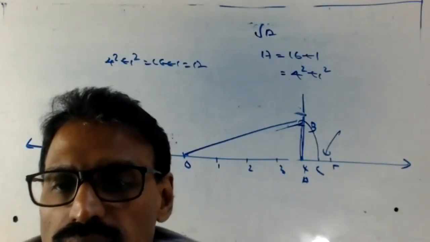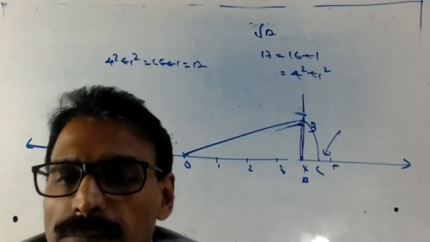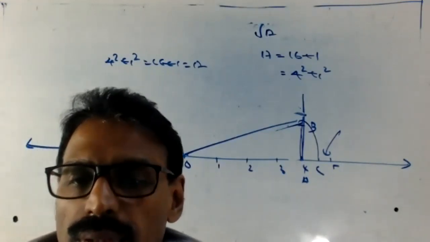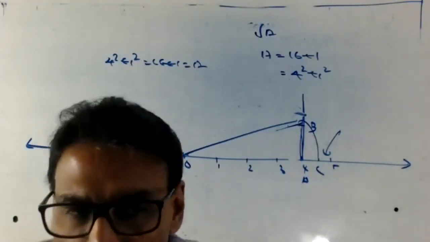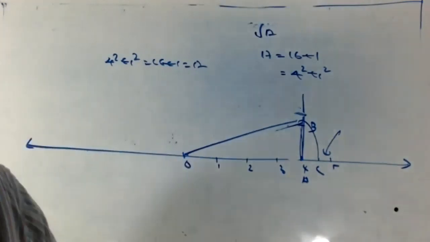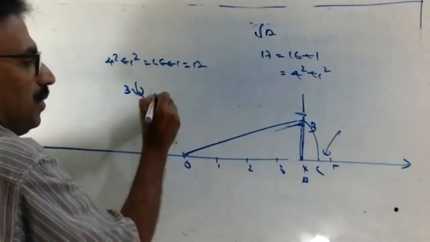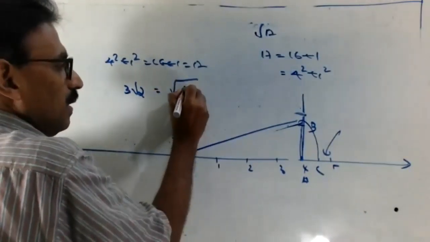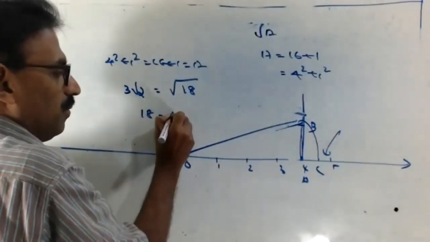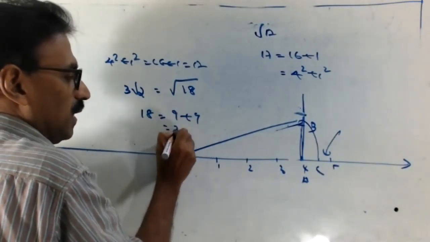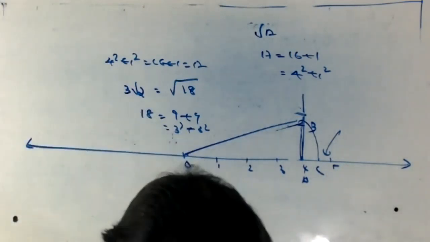Draw 3 root 2 on the number line. Write all. Okay. You know that 3 root 2 is root of 18. Okay, 18 we can make it 9 plus 9, that is 3 square plus 3 square. Base is 3, height is also 3. Do it now.